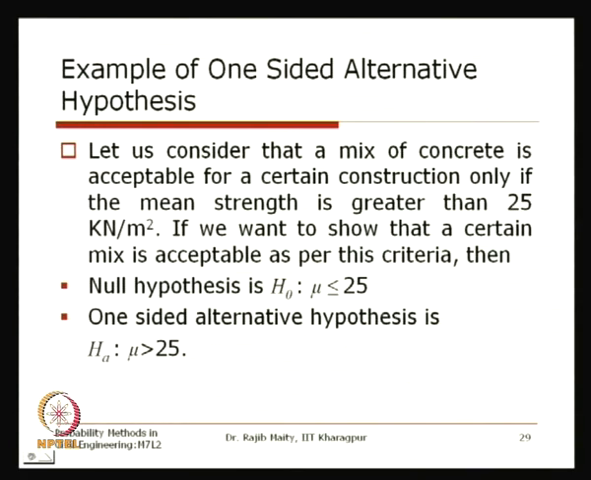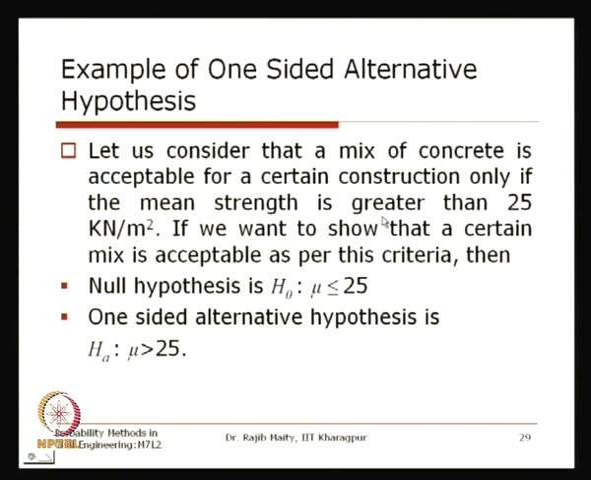So, that is why in the alternative hypothesis we put that mu is greater than 25. So, mu greater than 25 is in the alternative hypothesis. In the null hypothesis, the remaining part, that is less than or equal to 25, is put there. Remember that here it is acceptable only if the mean strength is greater than 25 kilonewton per meter square.